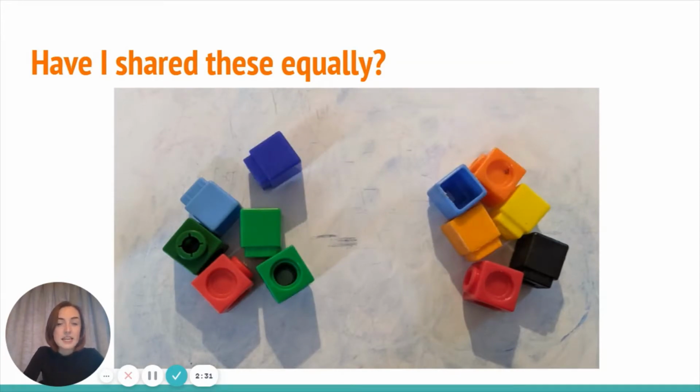Have I shared these equally? Yes, I have. I have shared 12 cubes between 2 groups, and there are 6 in each group. Well done, everybody.